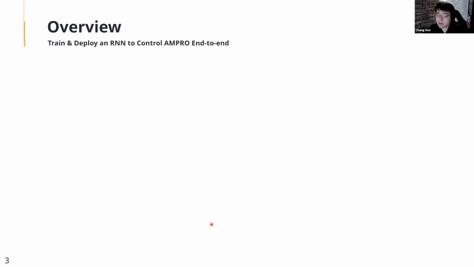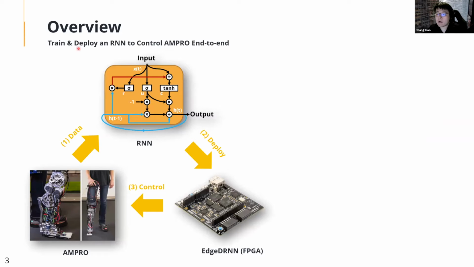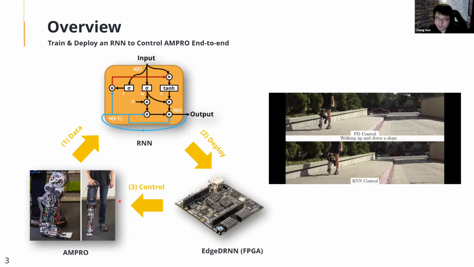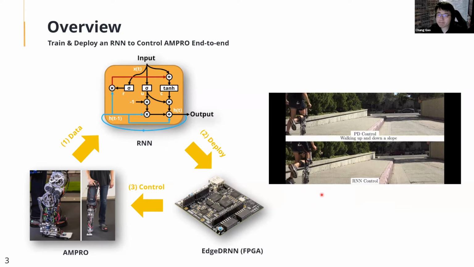To give you an overview of this project, we want to train and deploy an RNN to control AMPRO end-to-end. It has 3 steps. The first step is that we need a subject wearing the prosthesis, walking for a minute, to collect data, and then we train an RNN. This figure here shows a gated RNN called gated recurrent unit. Another famous variant of this type of RNN is called LSTM. The second step is to deploy this RNN onto our EdgeDRNN accelerator. The final step is to just control the AMPRO prosthesis. And actually, this is the final result. This is a short GIF animation. I will show you the full video later.